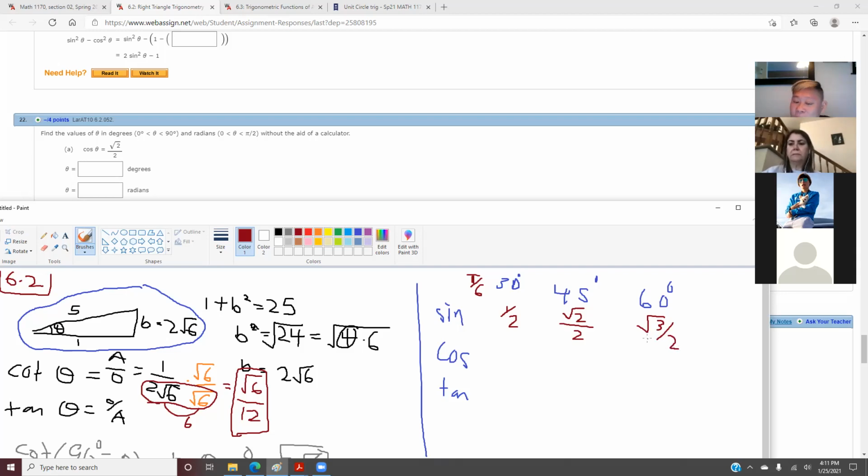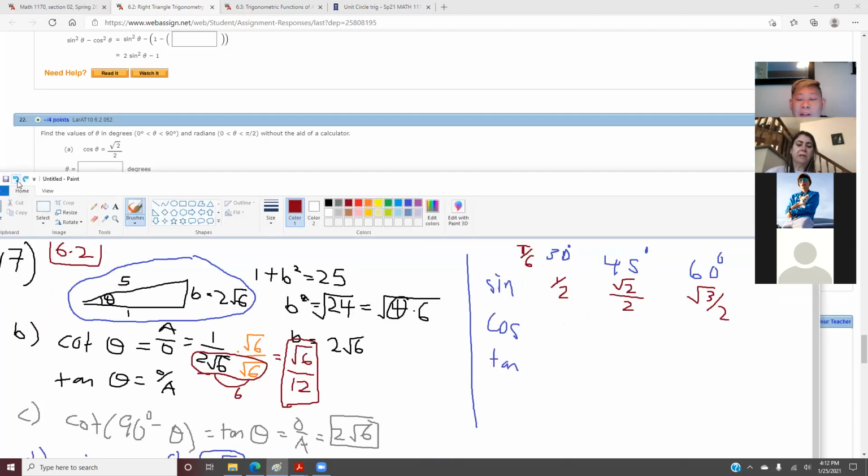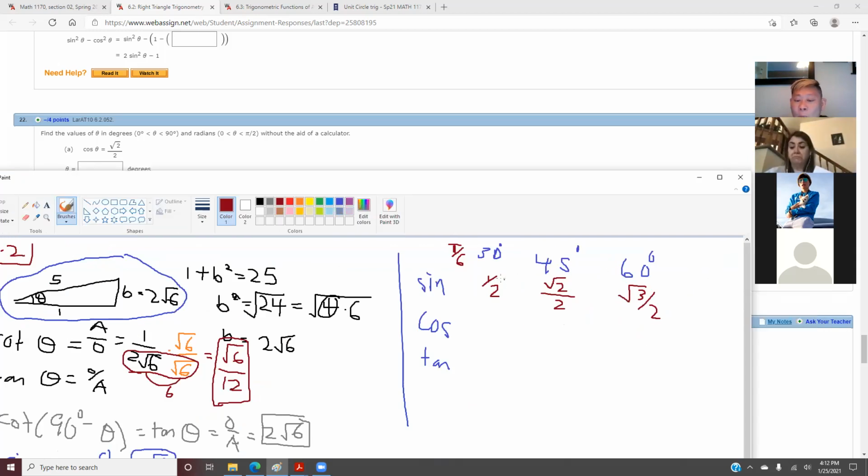Another way I teach my students to remember this is that they're all over 2. This is square root of 1, which is 1. This is square root of 2. This is square root of 3. This is how I remember it. So sine 30, 45 and 60 are like 1, √2, √3, and you put a square root on each.